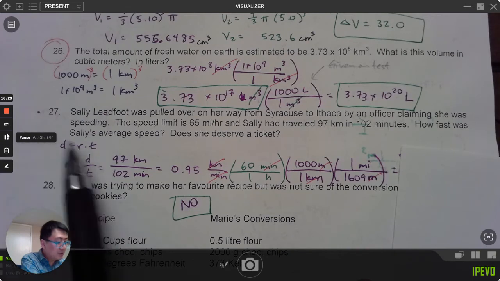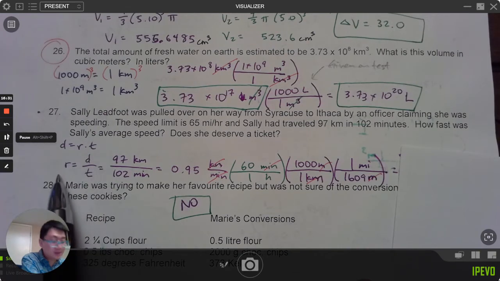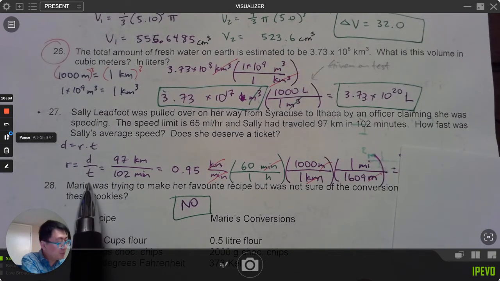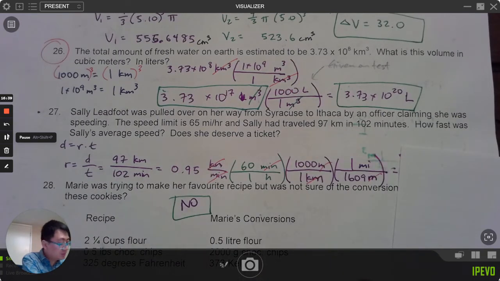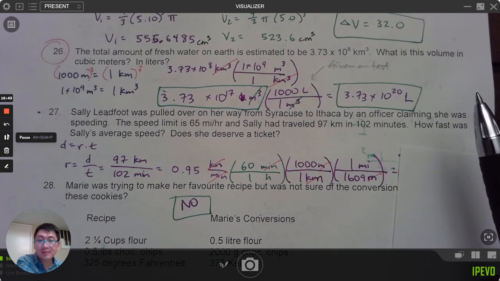Okay, well, distance equals rate times time, so rate is equal to distance over time. We know the distance is 97 kilometers. We know the time is 102 minutes. So divide that, I get 0.95 kilometers per minute.